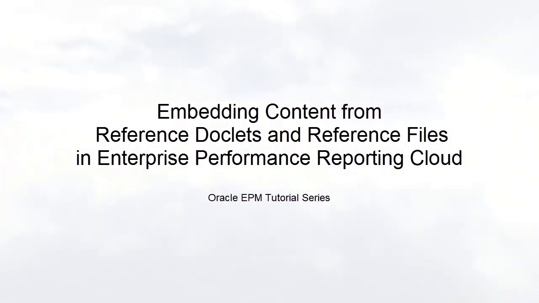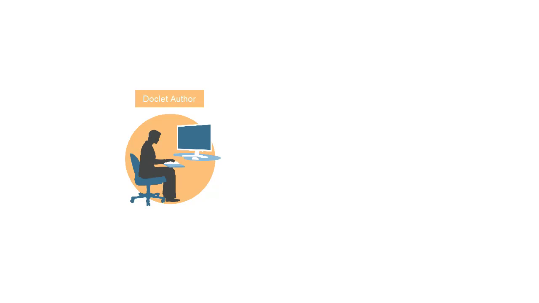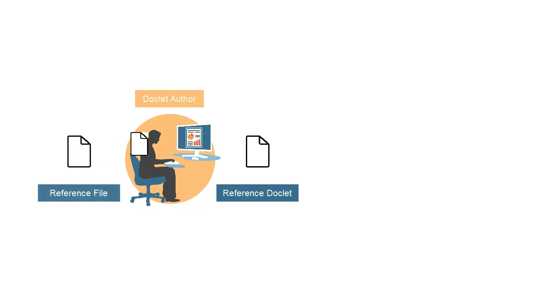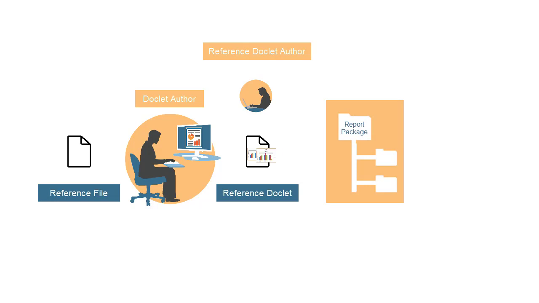Welcome to this step-by-step tutorial on how to embed report content from reference doclets and reference files in Enterprise Performance Reporting Cloud. As a doclet author, you can embed report content into your doclets from a reference doclet or a reference file. Reference doclets are common stores of reporting content that are authored and refreshed by another author. This common report content can be shared across a report package.